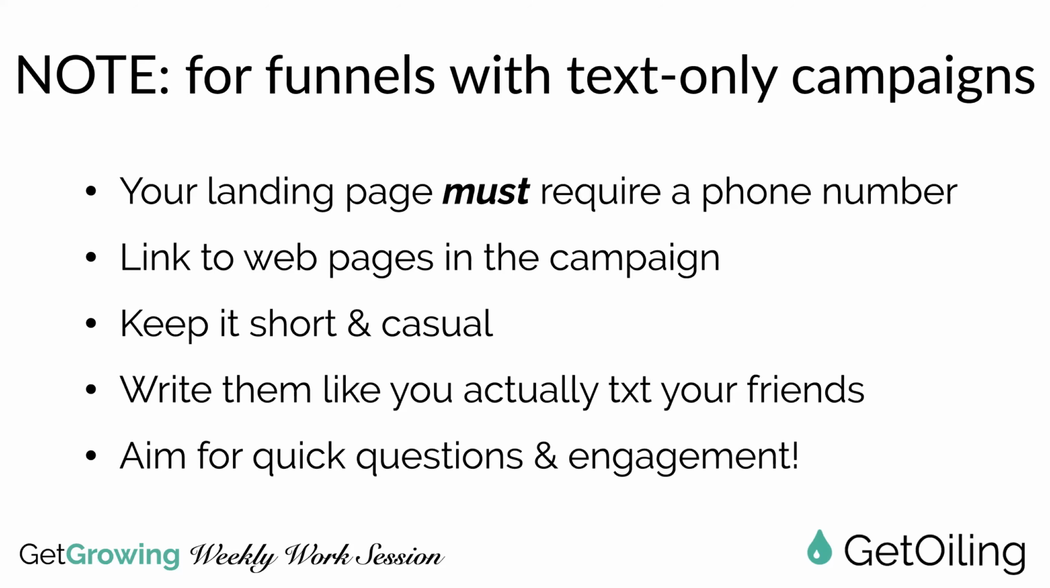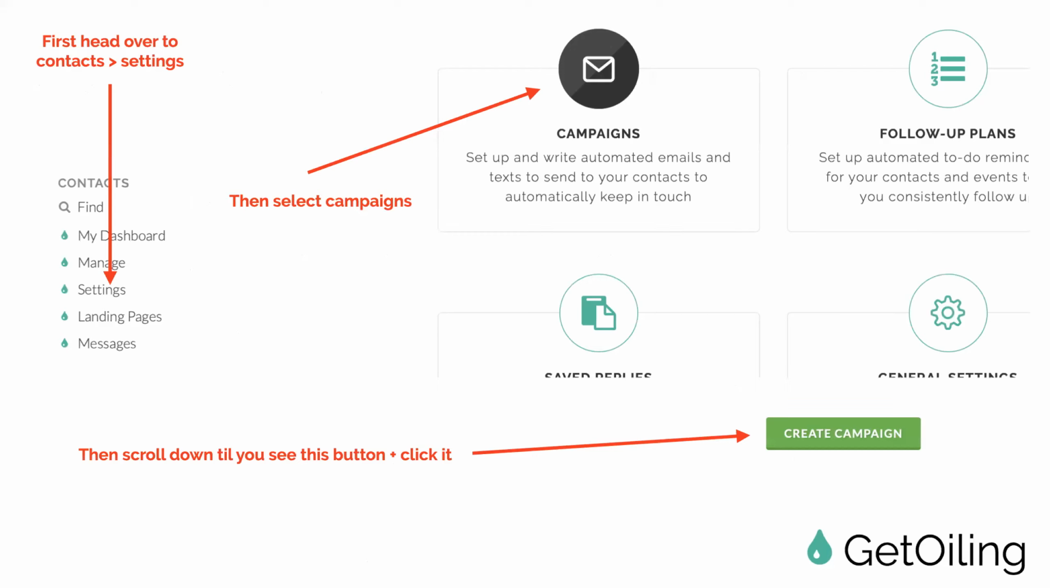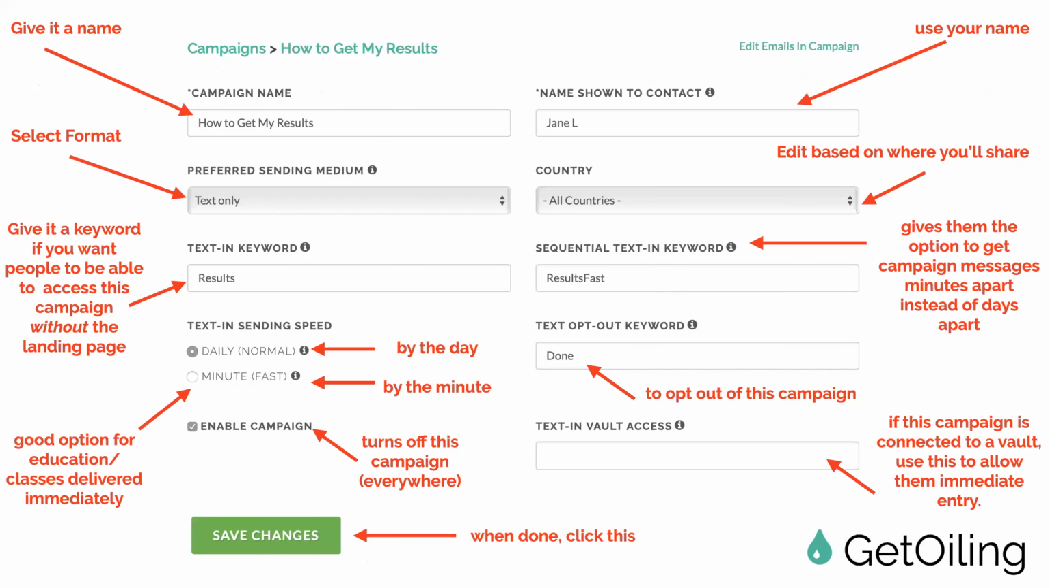All right, and then you want to also aim for quick questions and engagement. Again, keep it short, specific, expecting a response from them. Now here's how you set up your text campaigns in GetOiling. You head over to contact settings, select campaigns, and hit create. Then on this page, very similarly to the email campaign setup, you're going to add your name to it. You can edit the country based on where you intend to share. Specifically, if this is text, you may want to edit this, right?